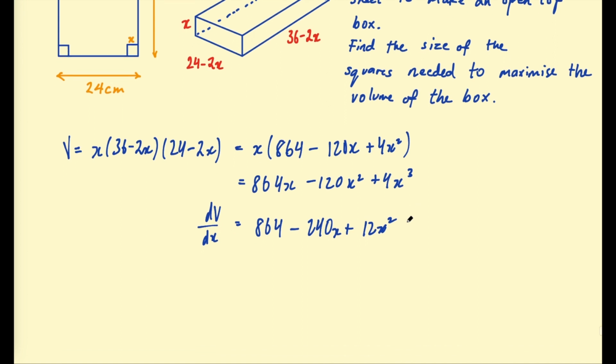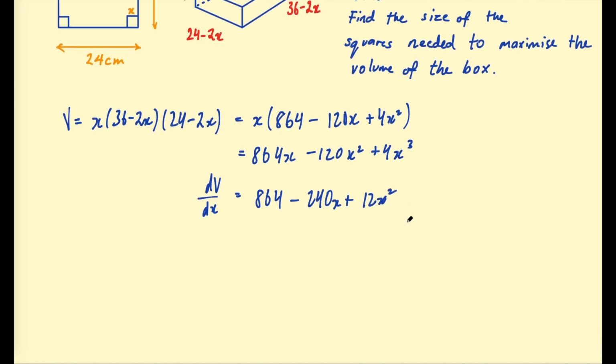Hopefully you said we now need to find the stationary points, which involves setting this derivative equal to 0. So we say when 864 take 240x plus 12x squared equals 0, we're going to get those stationary points. We can divide this whole thing by 12, and I'll rearrange it a little bit. So x squared take 240 divided by 12 is 20, and 864 divided by 12 is 72.